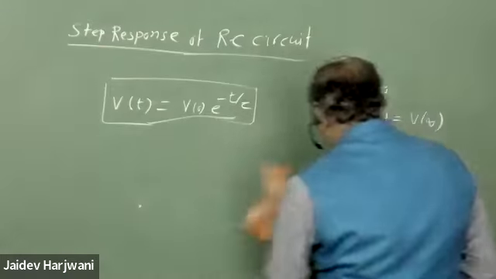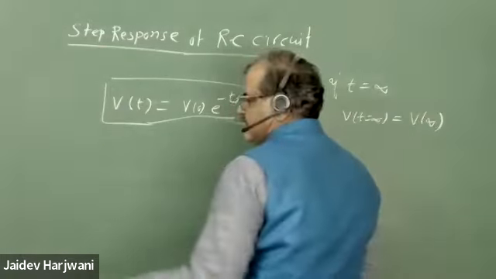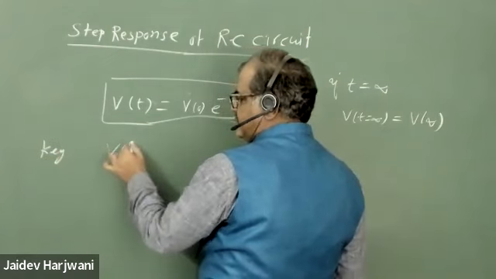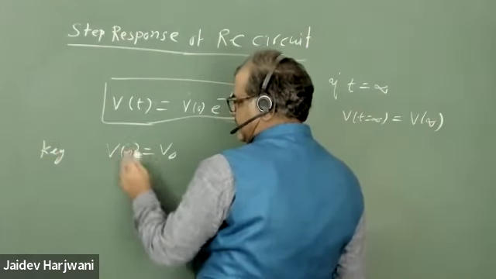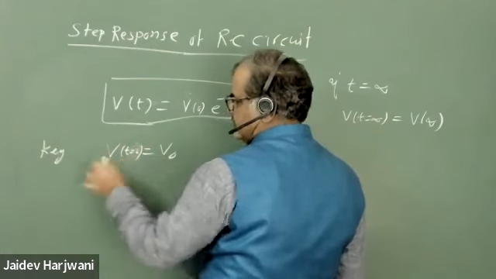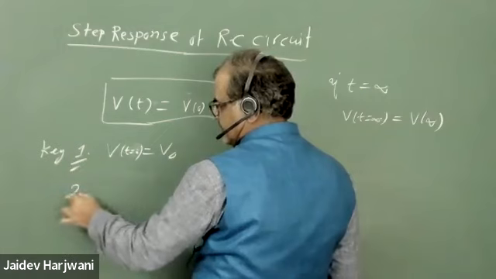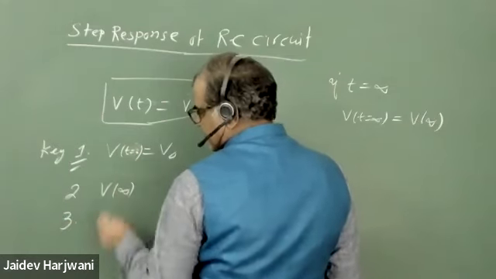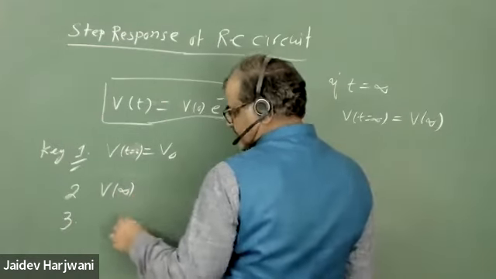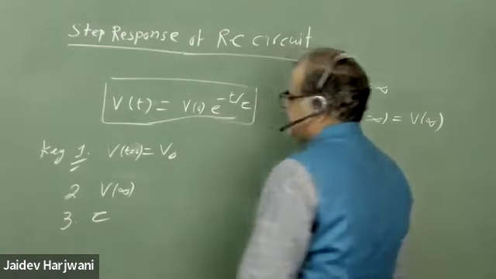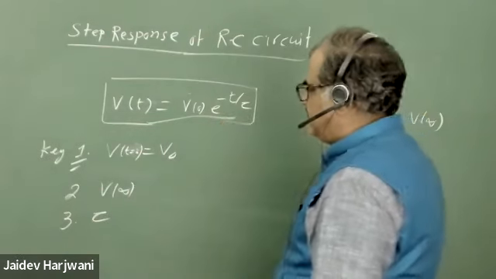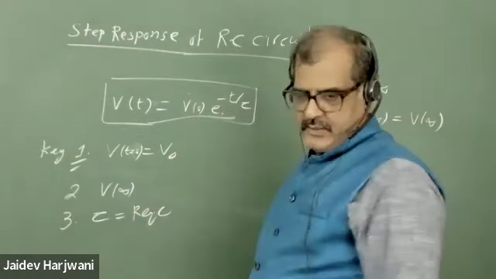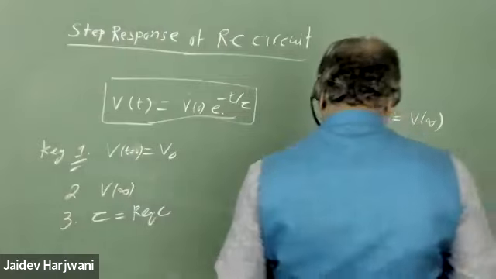So what are the key techniques to solve these kind of circuits? Number one, you need to find V0 at t equal to zero time. Once you know this, then you calculate V infinite. Once you know V infinite and the final circuit where this source is there, then you have to find tau. This tau is the time constant, RC of the final circuit. Let me give you one question.